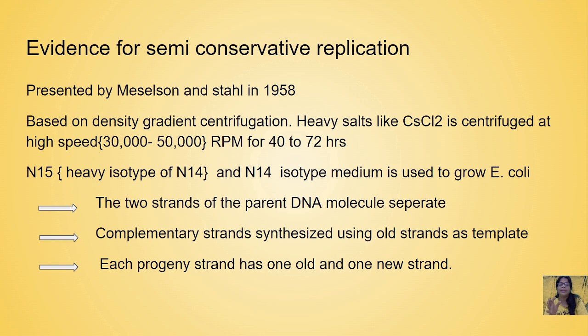So at 30,000 to 50,000 rpm for 42 to 72 hours, they got two different bands: N14, a light band, at the top, and N15 at the bottom, as it is a heavier isotope than N14. So N15 is a darker band which is present at the end. This is the N14 which is present at the top. The middle bands are the lighter bands that have been becoming lighter and lighter because N14 is getting distributed to all the daughter progeny.